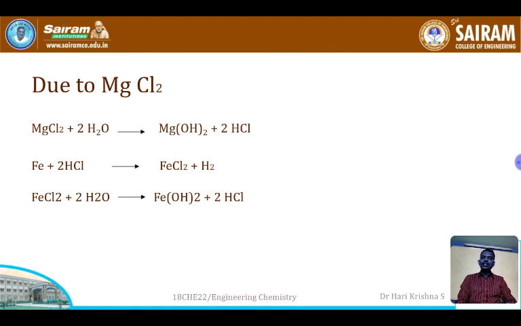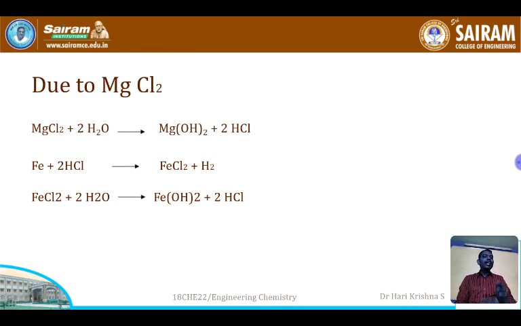Once again, this HCl will go and attack the iron. These reactions are continuous. More and more iron will be corroded. More and more iron will get converted to ferrous hydroxide, and from ferrous hydroxide, rust, Fe2O3, will get formed.